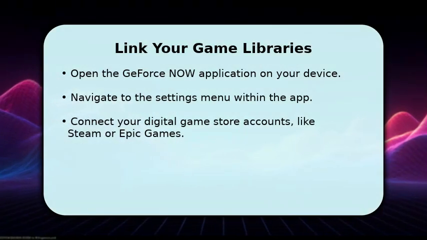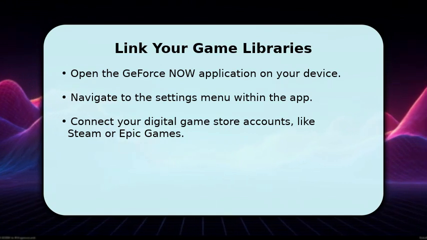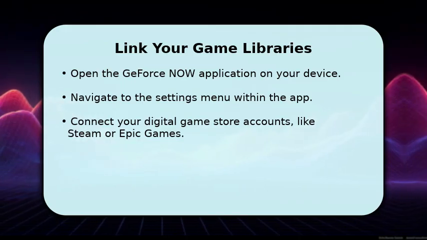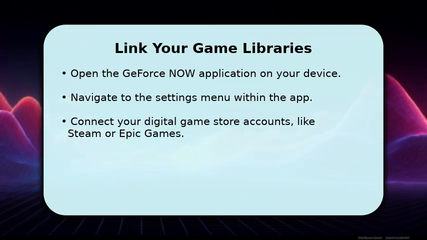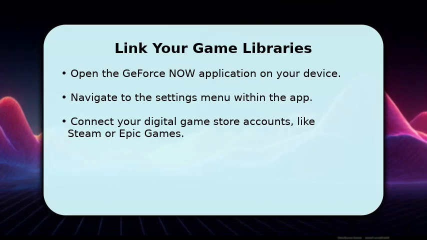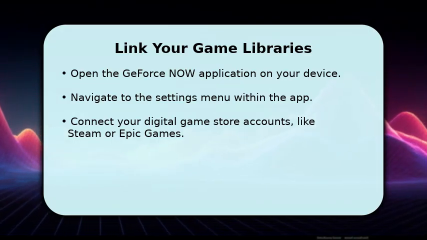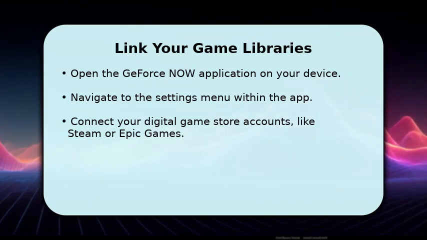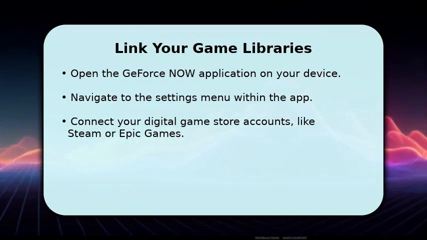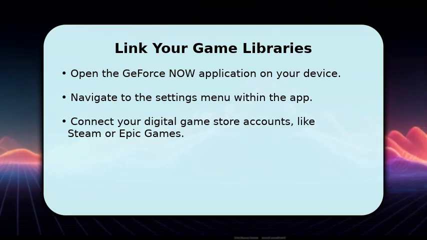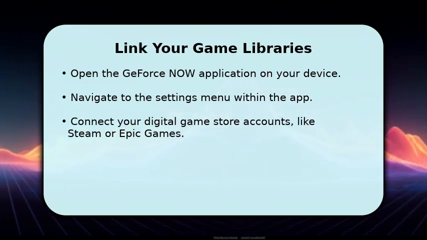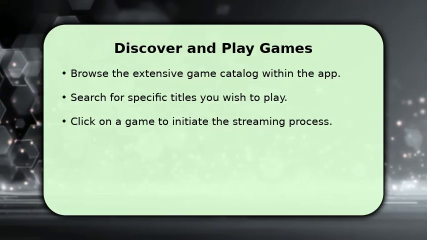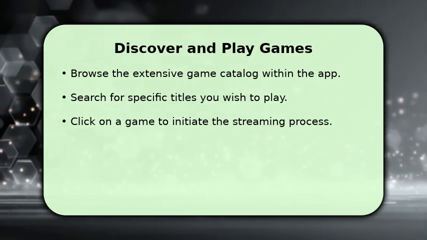After logging in, the next step is to link your existing game libraries. Open the GeForce Now application and head to the Settings menu. Here, you can connect your accounts from popular digital game stores such as Steam, Epic Games, and Ubisoft Connect. This allows GeForce Now to recognize the games you already own, making them available for streaming directly from the cloud. With your accounts linked, you are ready to discover and play games.